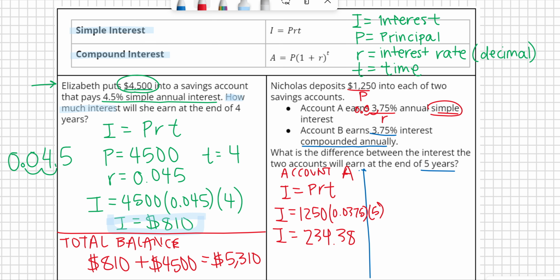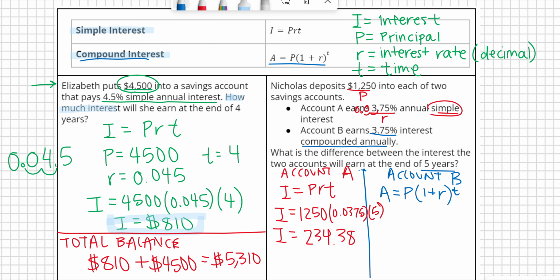Now let's look at account B. Account B, I'll do here on the right. It's earning compound interest, so I'm going to use the formula for compound interest. The account balance is equal to the principal times 1 plus the interest rate to the power of time. It's important to distinguish that this formula gives me the total account balance, not how much interest is earned, but we'll see how you can use that information.